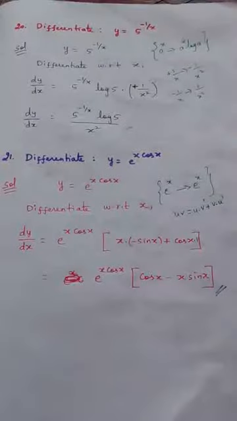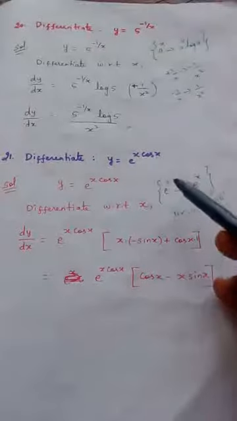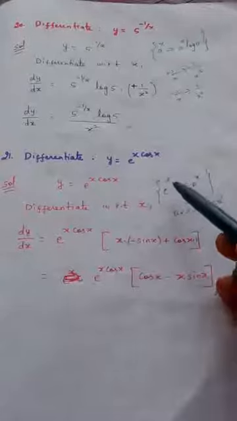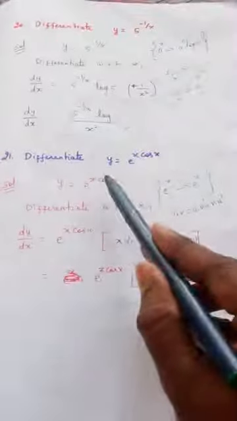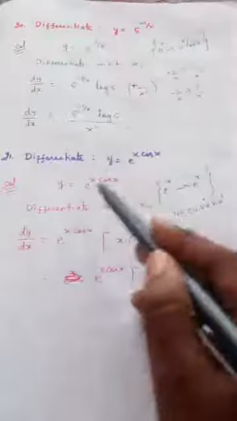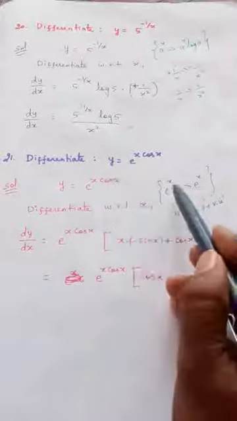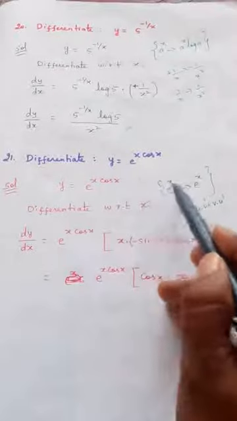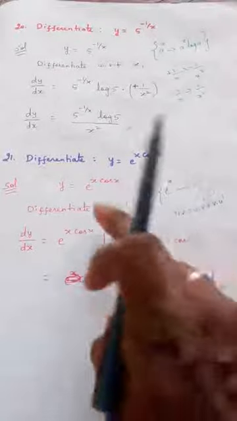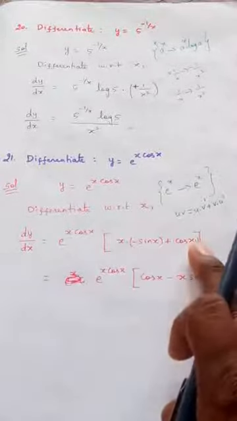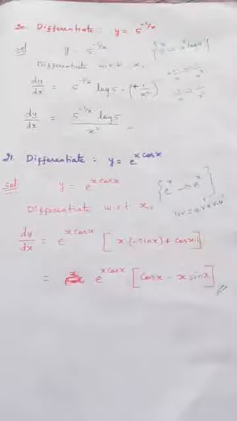So the concept that you should understand is, when we apply a formula, if in place of x some other term is present, we can apply the same formula, but we should differentiate the term which is present in place of x once again. In place of x, x cos x is present, so we should differentiate this x cos x once again. That is the important concept that you should understand.